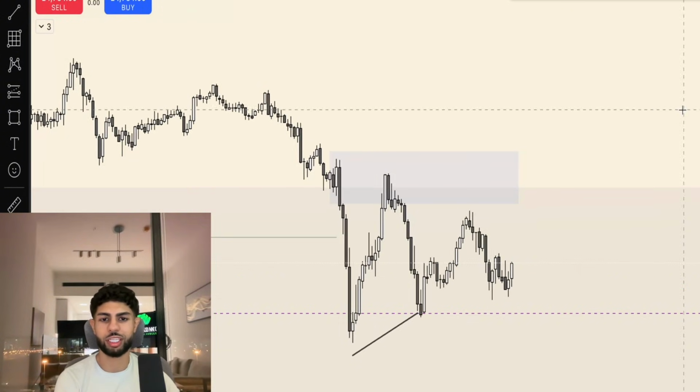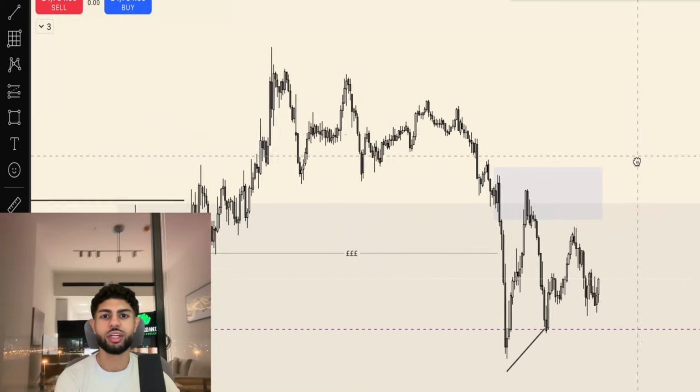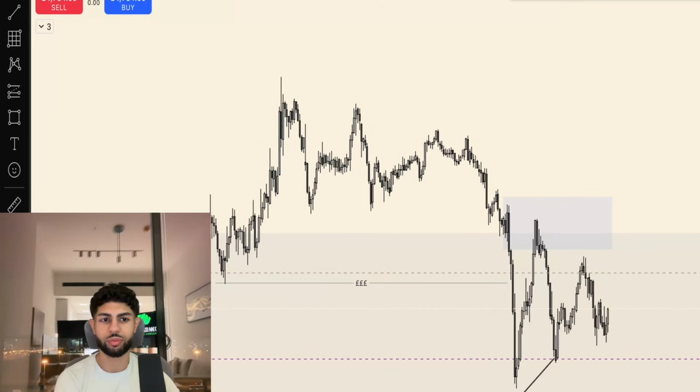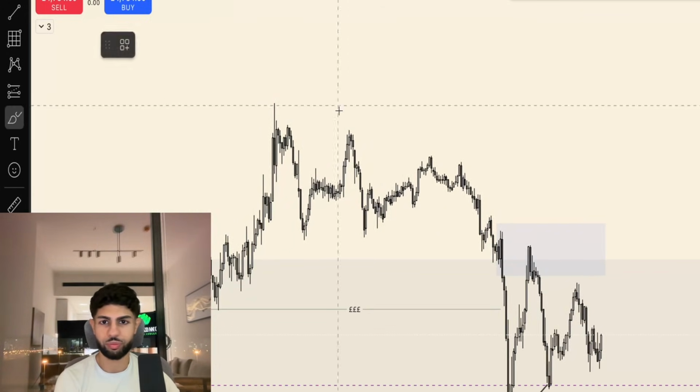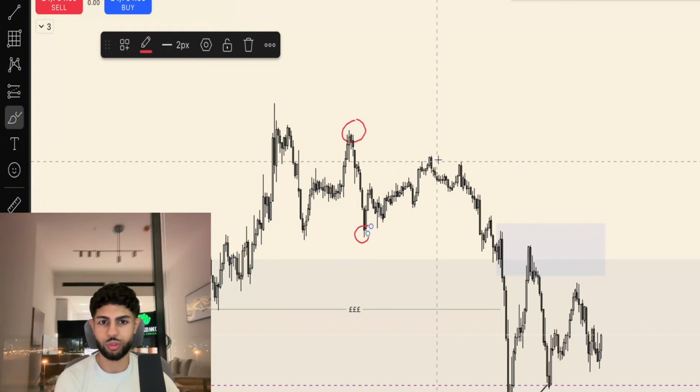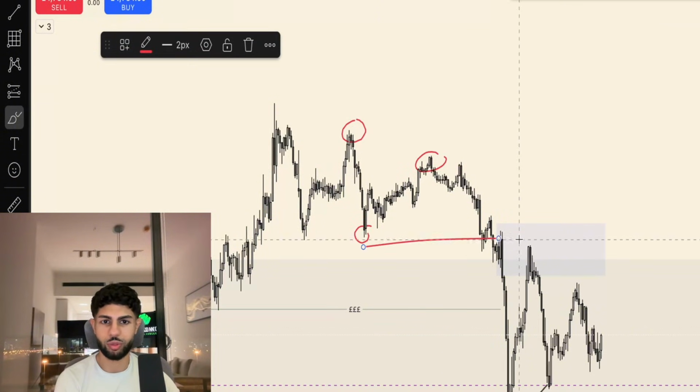Okay, the first thing I'm seeing is price is failing to put in a new low. Every high so far has put in a new low. This high, put in a new low. This high, put in a new low. This high, put in a new low. This high is struggling to put in a new low.